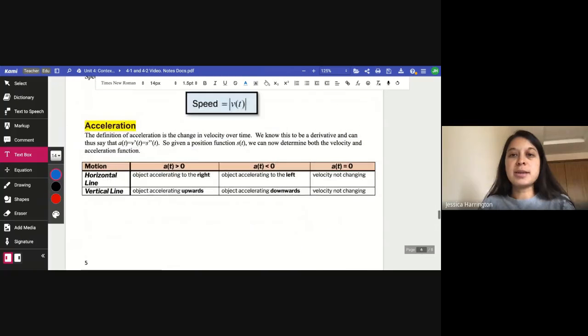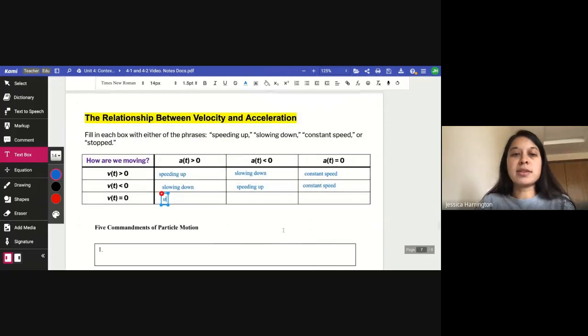If I come back up here and look at this table, the object is stopped. So it doesn't really matter what's happening to the acceleration. The particle is stopped.